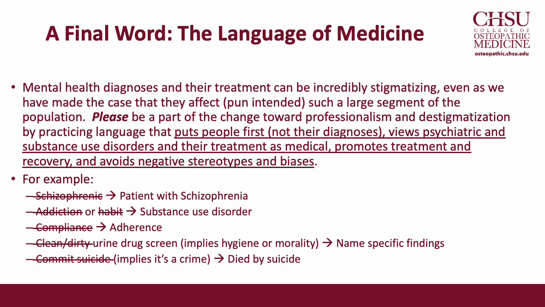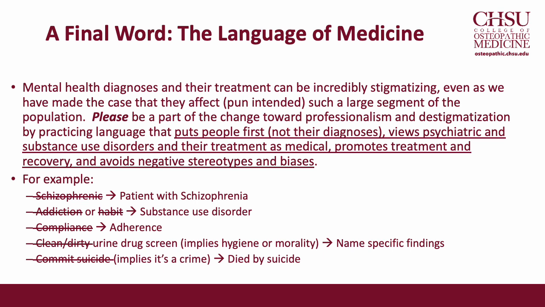For example, instead of saying a schizophrenic, we might say a patient with schizophrenia. Instead of saying a patient who's addicted or has a habit, we might say a patient with a substance use disorder. Instead of describing a patient as non-compliant or compliant, we might say they're adherent or non-adherent. We want to avoid the use of words like clean or dirty to describe a urine drug screen, but instead say specifically the urine drug screen was positive for, say, cannabinoids and opioids, but negative for cocaine and amphetamine.